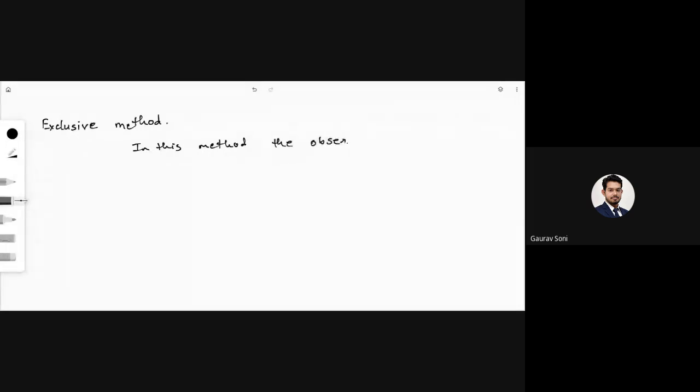Right. So I'll write down the definition. In this method, the observations equal to the upper limit do not belong to the same class interval.